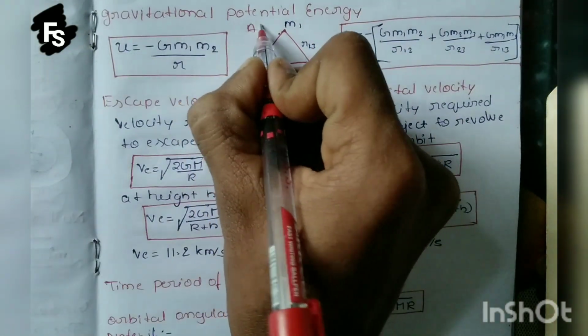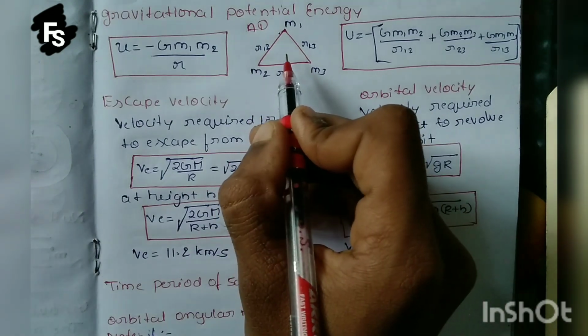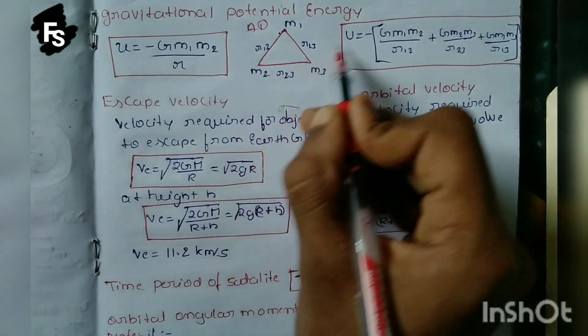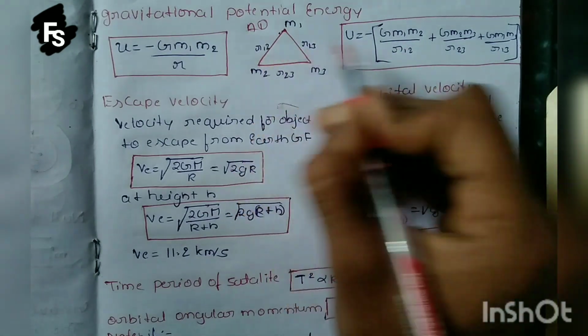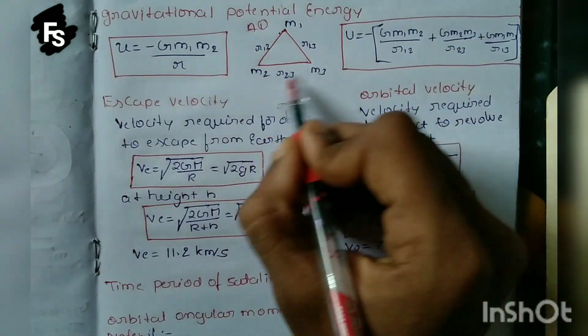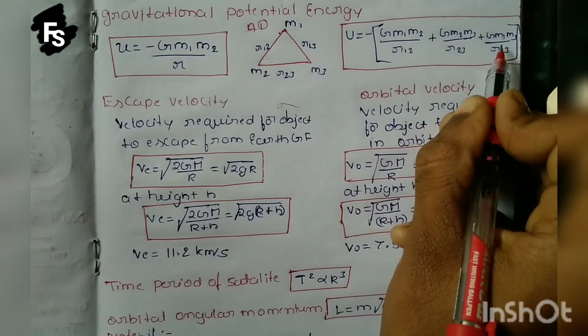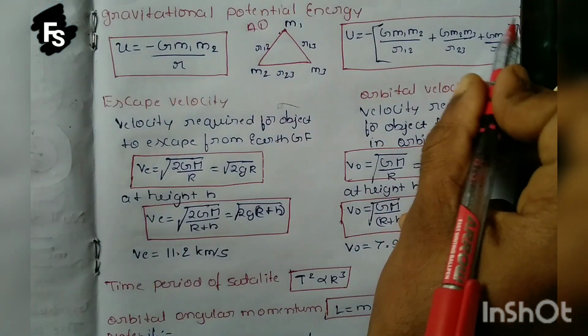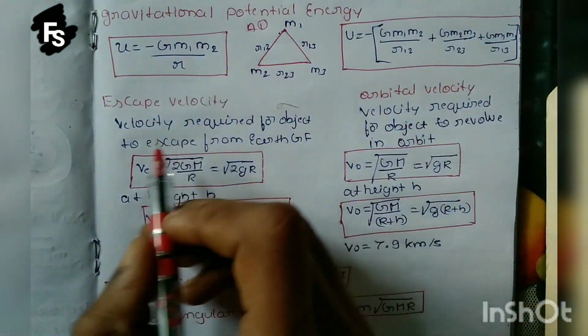Application 1. Okay, this is mass 1, this is mass 2, this is mass 3. What is the gravitational potential energy of the system? U is equal to minus of Gm1 m2 by R12 plus Gm2 m3 by R23 plus Gm1 m3 by R13. So do it like this, and we will get the potential energy of this whole system.